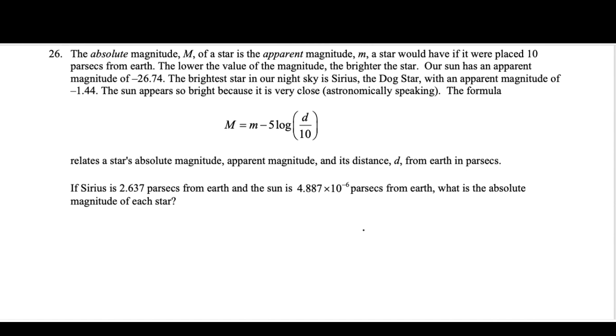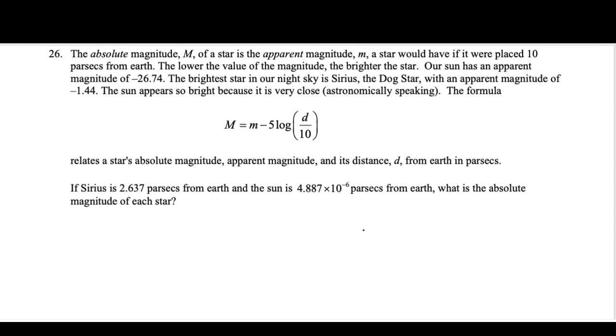However, that doesn't mean that our sun is actually the brightest star out there. The reason our sun appears so much brighter is because it's so much closer to us. The other stars are much, much, much farther away, which is really why they appear so much dimmer.